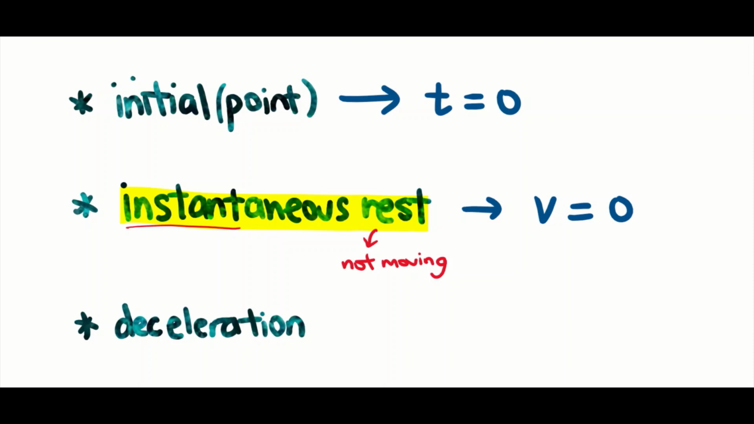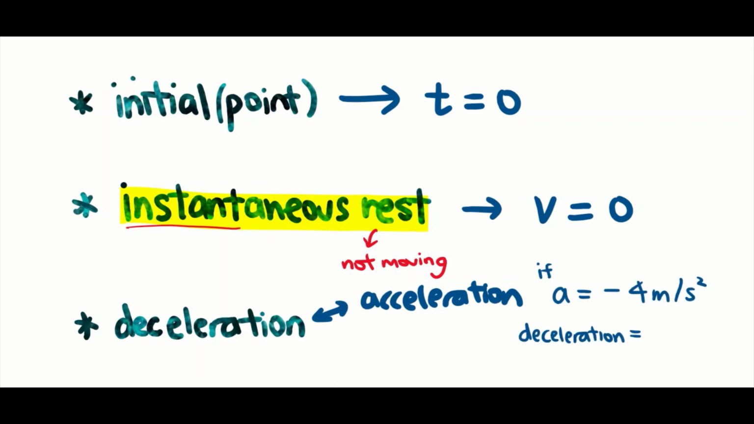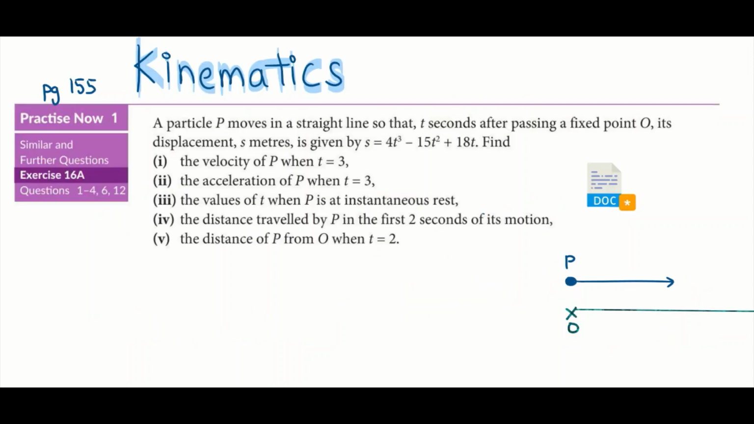Lastly, deceleration is related to the word acceleration, but it's the opposite of acceleration. If my acceleration is negative 4 meters per second square, then my deceleration is equal to 4 meters per second square. So we just have to take the absolute value of my acceleration.